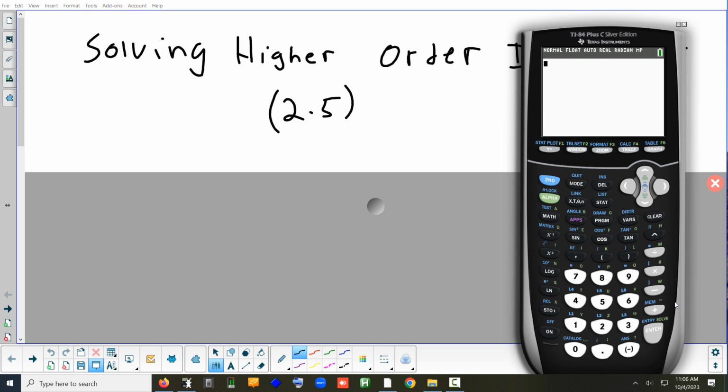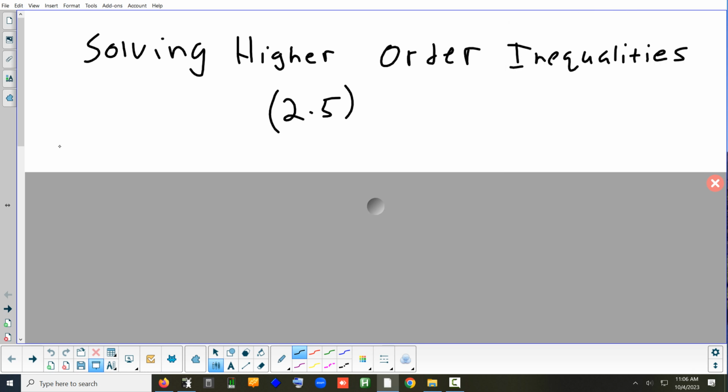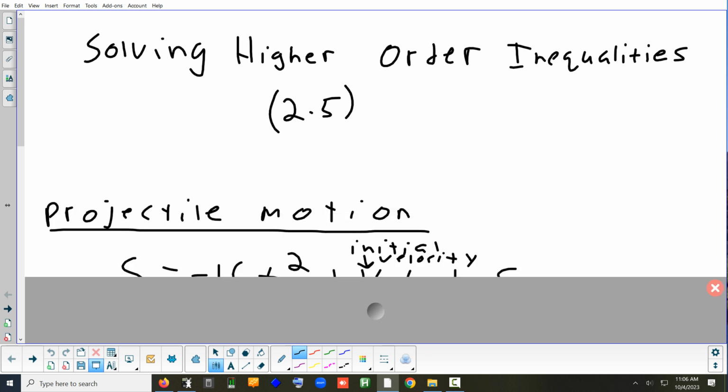So this is going to be the last section we look at in chapter 2, which is 2.5. And it's on solving inequalities. But some of the inequalities we're going to look at today are not necessarily linear. They may have like an exponent of 2. So they could be a quadratic or higher. We generally won't go higher than an exponent of 3. Okay, but 2 or 3 is kind of what you'll see today.